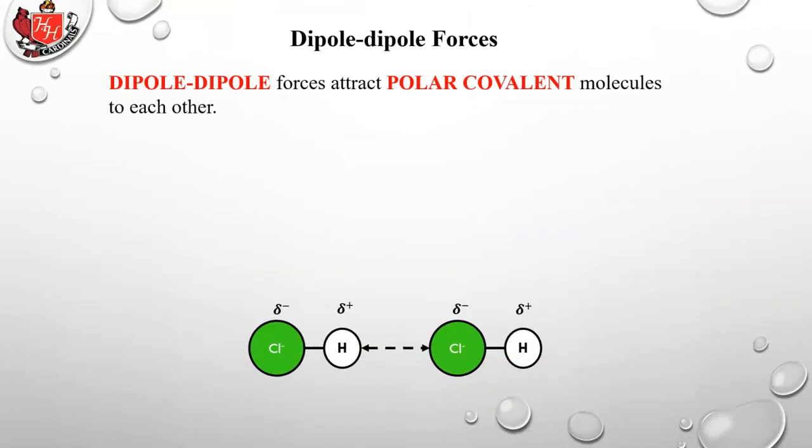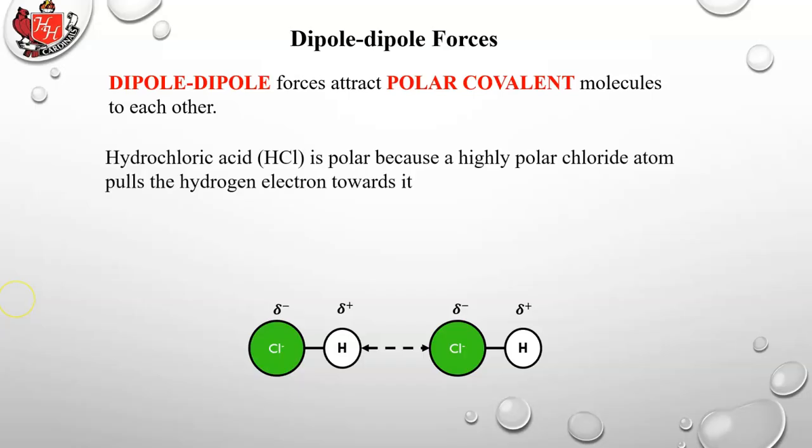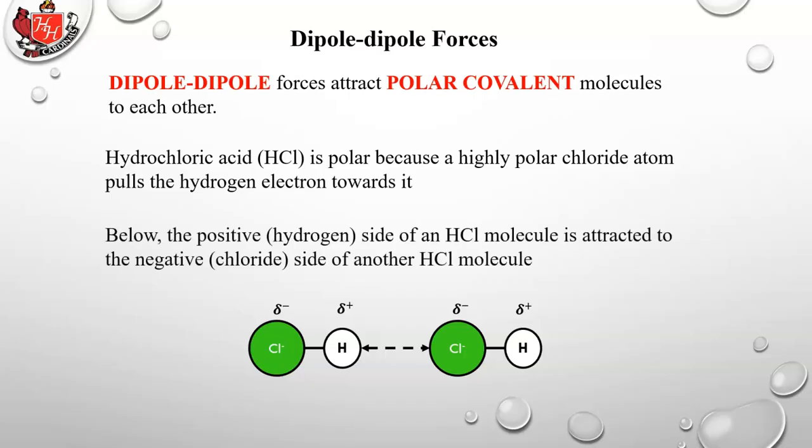Okay, dipole forces attract polar covalent molecules to each other. So these are both polar covalent because you have a highly electronegative chlorine and a not quite so electronegative hydrogen. So the chlorine pulls the electrons toward it. So hydrochloric acid is polar because a highly electronegative chlorine atom pulls the hydrogen electrons towards it.